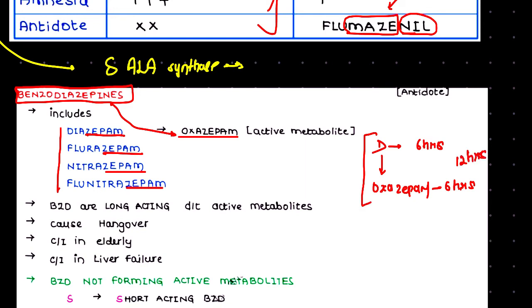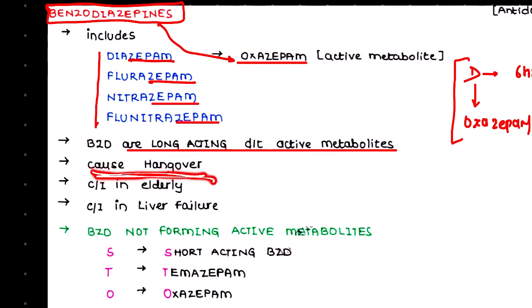So these benzodiazepines are long acting drugs, because of these active metabolites. Since the person has a long half-life, these are the longest acting ones. If after 7 hours the person who had diazepam wakes up, then obviously there will be the effect of oxazepam. Because of this effect, the person will suffer from hangover.